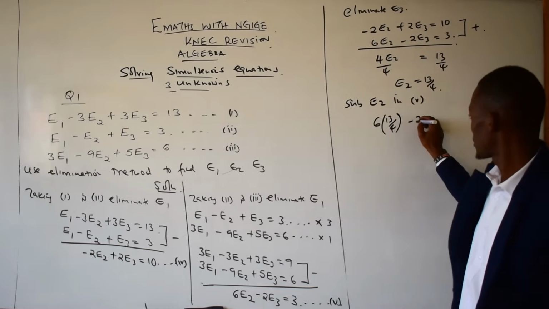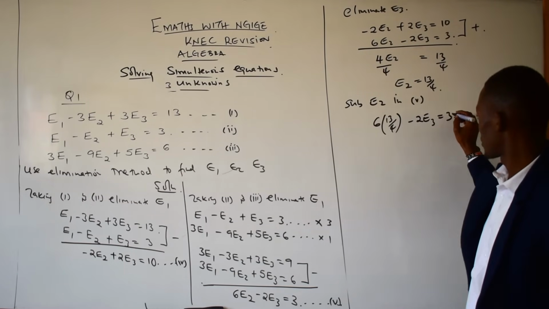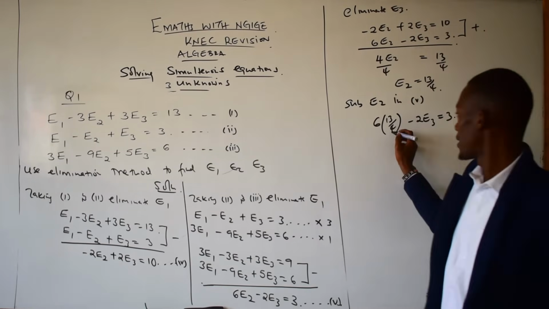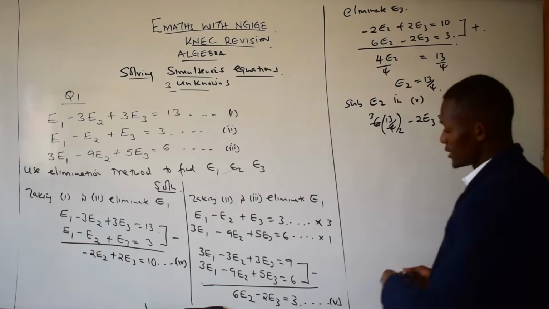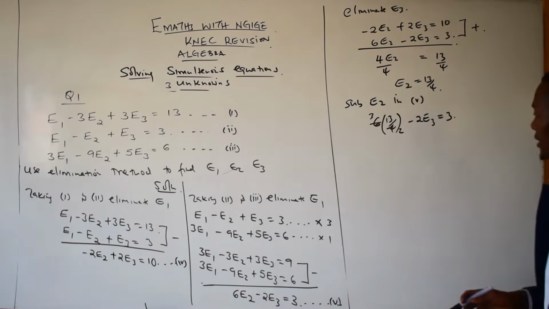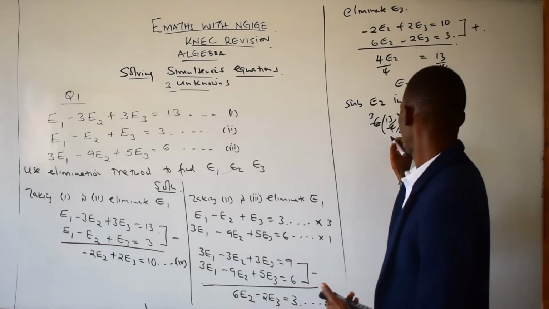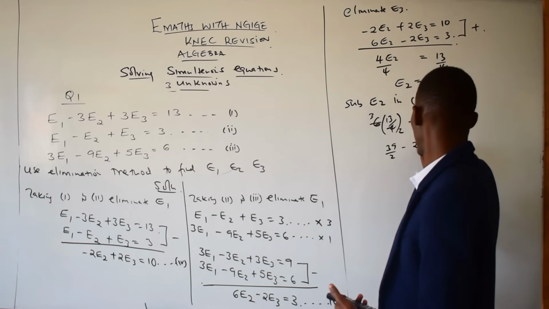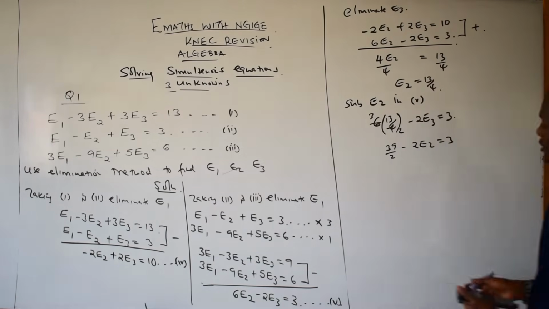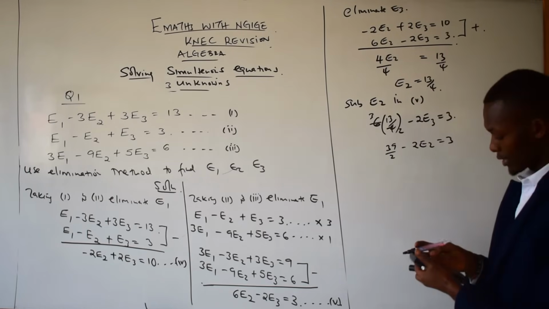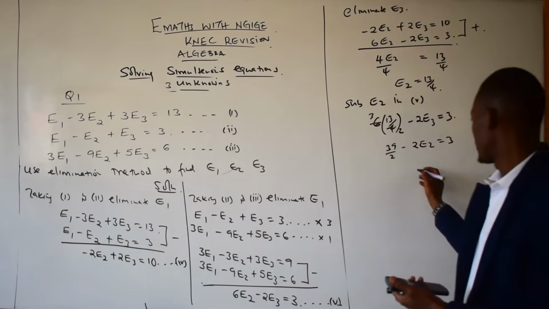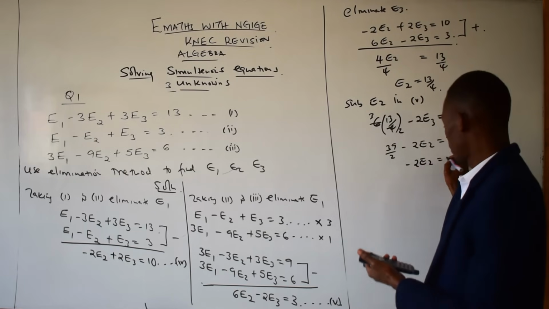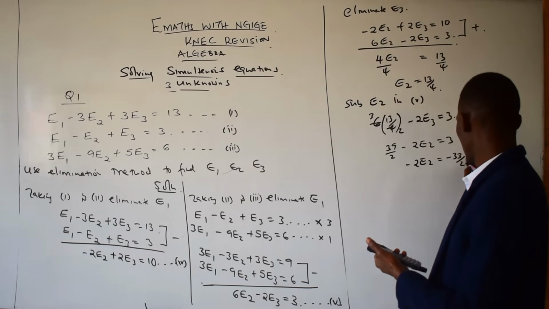Then we have minus 2E3 should give you what? Should give you 3. So 3 times 13, that is 39 over 2. So we shall have 39 over 2 minus 2E3 equals 3. Then take 39 over 2 to the right hand side, then it will become a subtraction. So we shall have 3 minus 39 over 2 gives you the negative. So you have negative 2E3 gives you negative of 33 over 2.